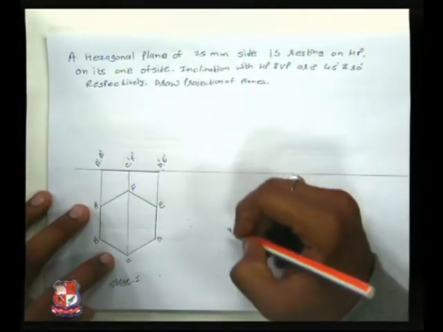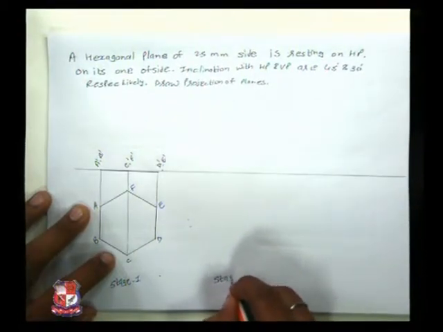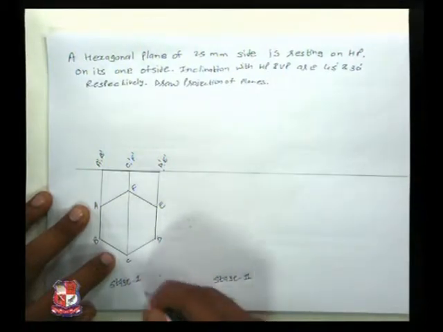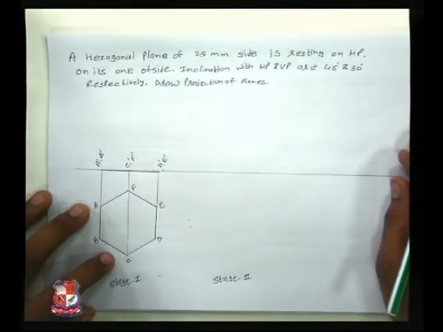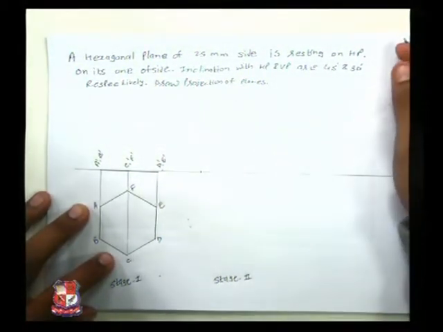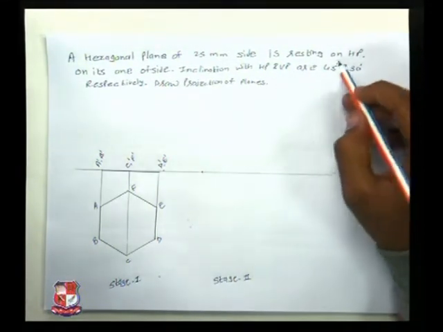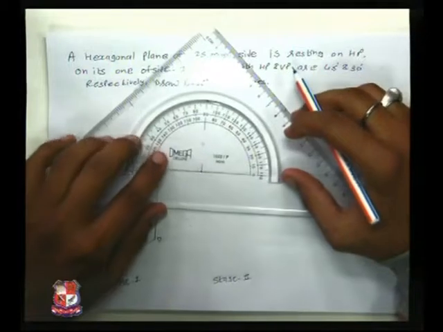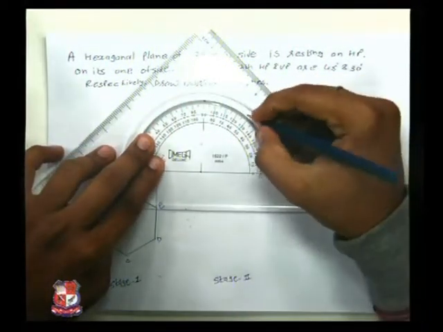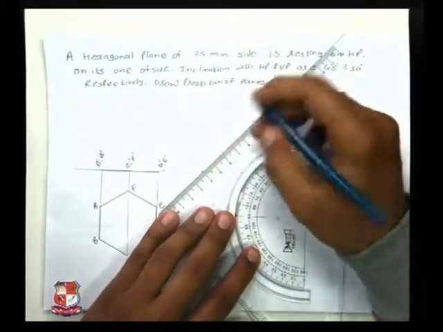Now we will proceed further to stage 2. This is our stage 1. For this I have marked a random point. Now it has been clearly stated that the angle with HP is 45 degrees. I am drawing a reference line at 45 degrees.